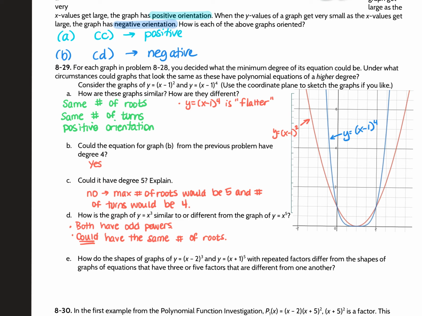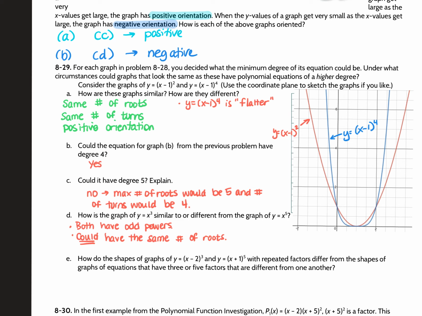You should have for this part A, how are they similar? They have the same number of roots, same number of turns, and they both have a positive orientation. Whereas the y equals x minus 1 to the fourth, which is the blue graph, is actually a little bit flatter. They also have the same y-intercept. I didn't write that down, but that's something to think about as well.